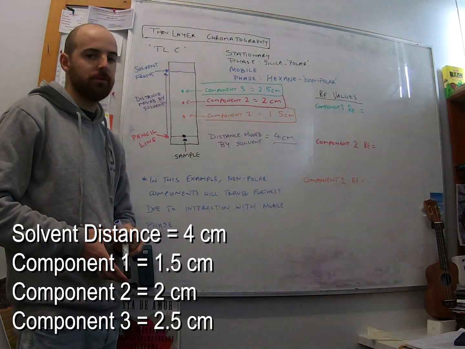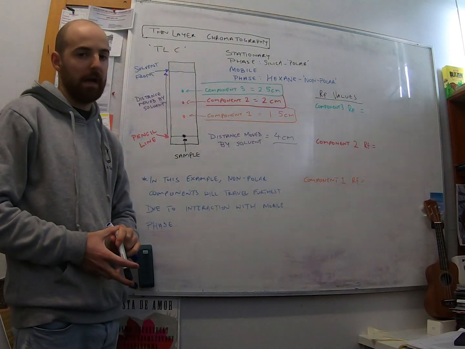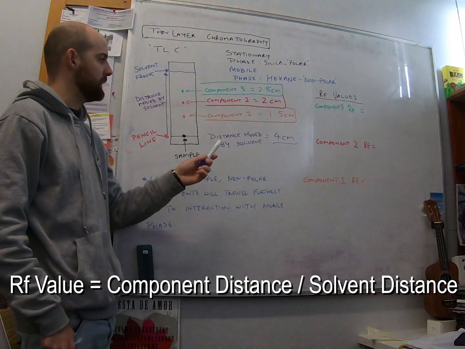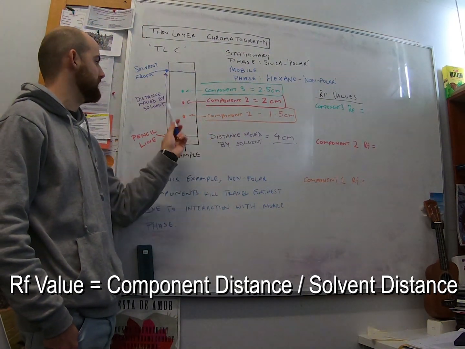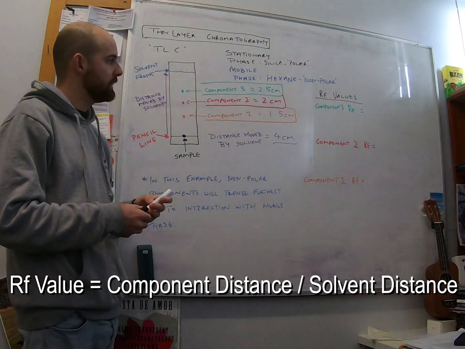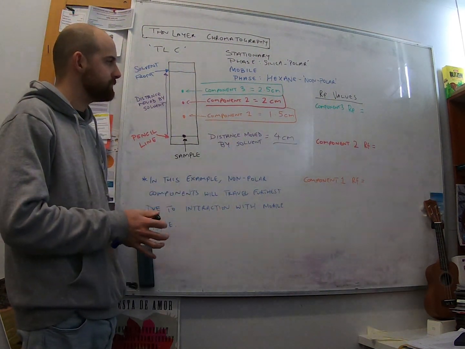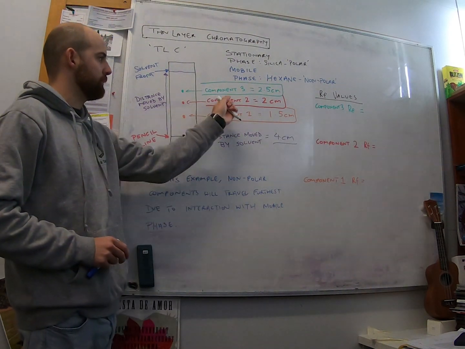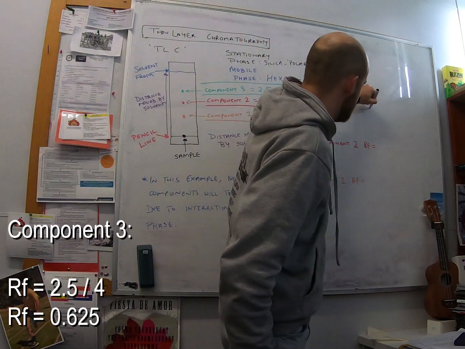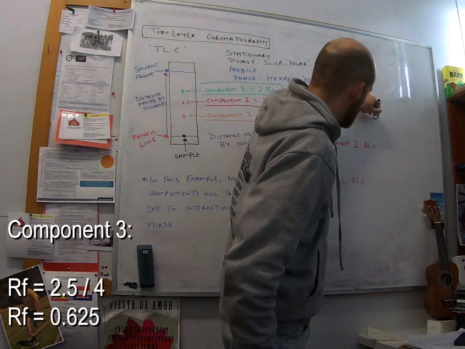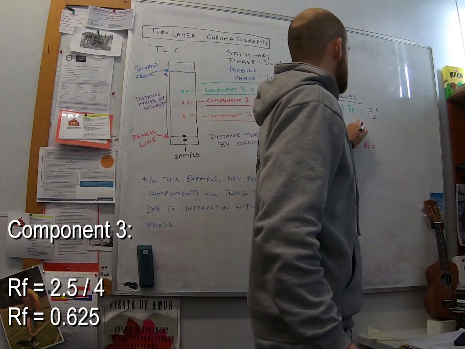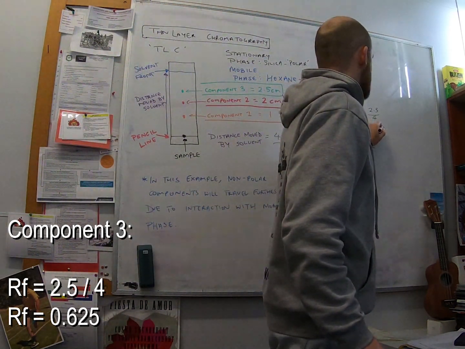From these values, we can calculate what we call an RF value, which is basically just a ratio between the distance travelled by the components and the distance moved by the solvent. So it's a very straightforward calculation. For component 3, which travelled 2.5 centimetres, basically we divide 2.5 by 4, and this will give us our RF value of 0.625.